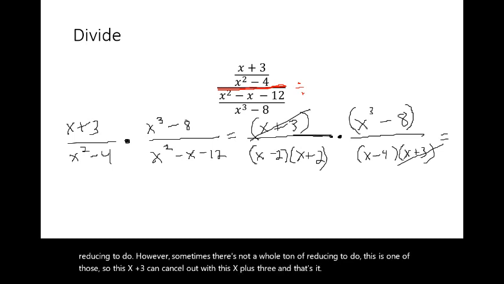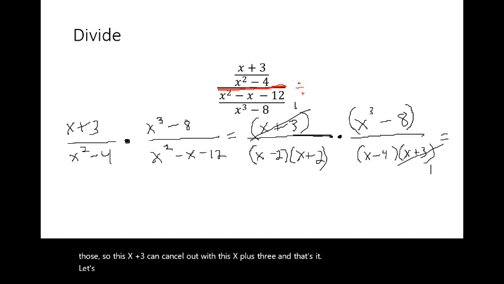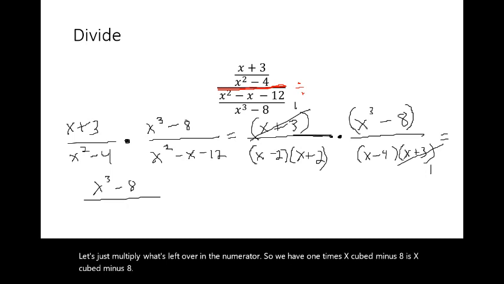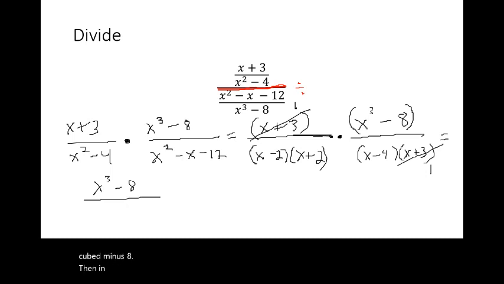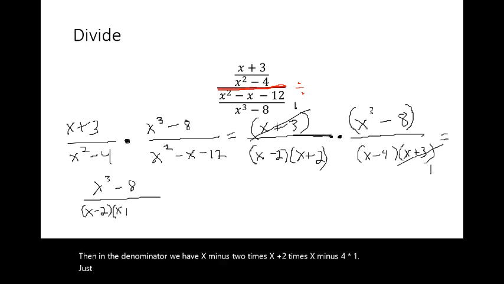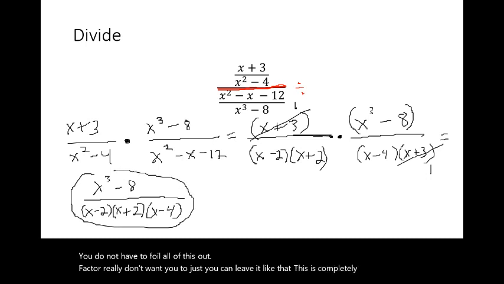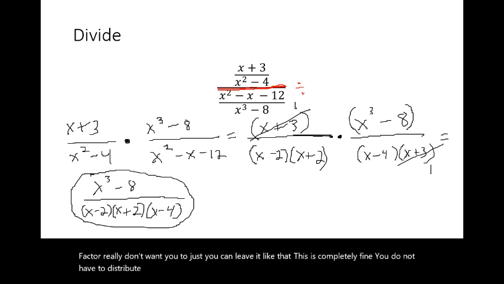So let's just multiply what's left over in the numerator. So we have 1 times x cubed minus 8 is x cubed minus 8. Then in the denominator, we have x minus 2 times x plus 2 times x minus 4 times 1. Just smush them all together with multiplication. You do not have to FOIL all of this out. In fact, I really don't want you to. You can leave it like that. This is completely fine. You do not have to distribute the denominator. Don't waste your time.